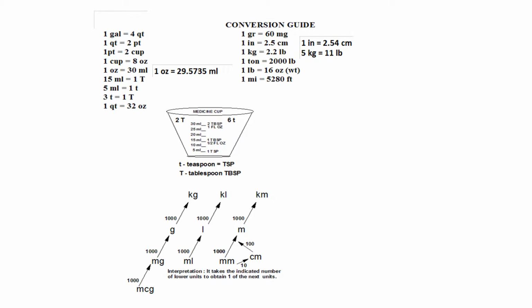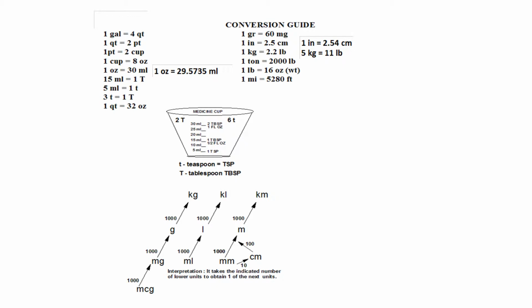Now, 1 kilogram is 2.2 pounds. And right next door to that, I have 5 kilograms is 11 pounds. So when we do conversions with weight and do dosage calculations, it's much easier to use 5 kilograms is 11 pounds. So that way you haven't got to worry about the decimal. Now, 1 ton is 2,000 pounds. And I don't think we have any humans that are 2,000 pounds, so it's just there for completeness.